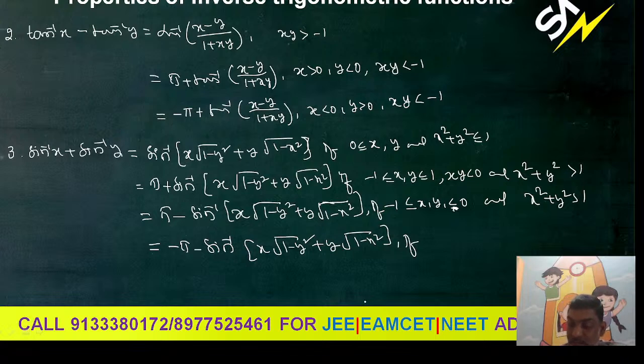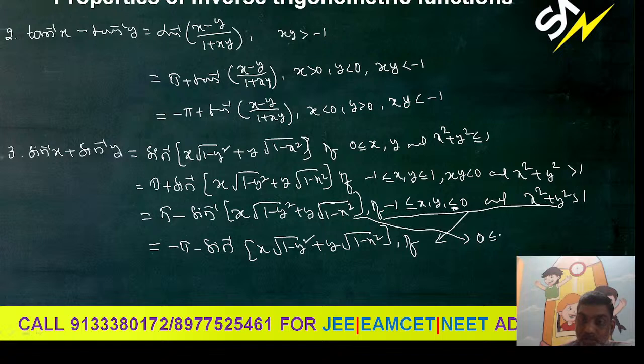Minus 1 less than or equal to... What conditions have I written here? These are the conditions for this bottom formula, and for the above formula I can write the conditions here. What are the conditions? 0 less than or equal to x, y less than 1, and x square plus y square greater than 1. These are the formulas for sine.